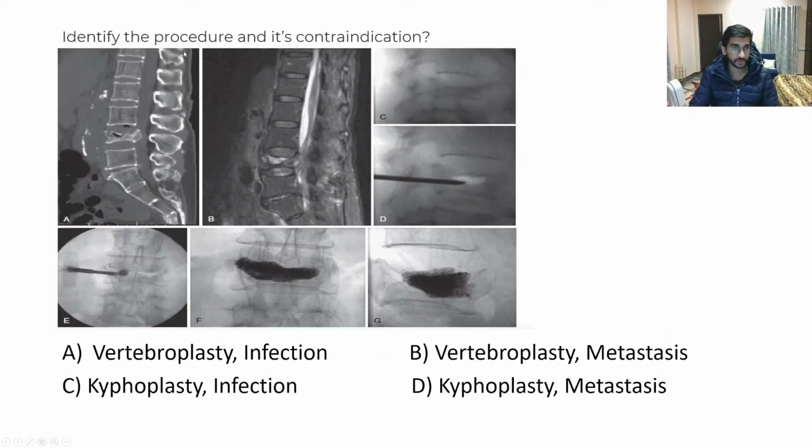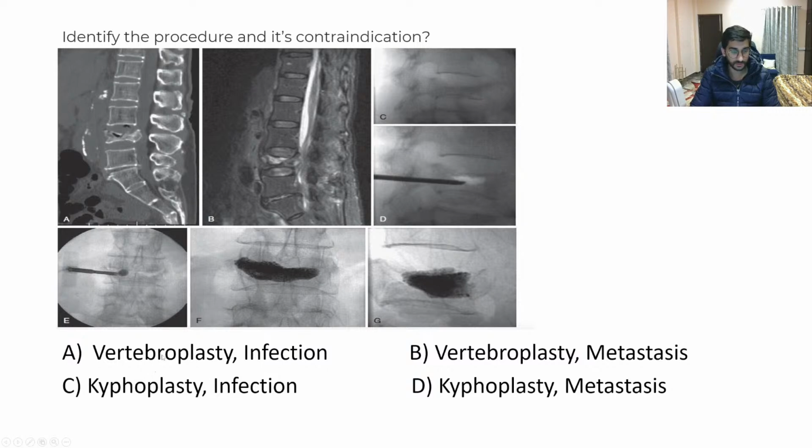The next question was: identify the procedure and its contraindication. Here you see a fractured vertebral body with reduced height and marrow edema. This is the fluoroscopic spot image, which shows a spinal needle going via the pedicle into the vertebral body. Here a balloon is being inflated inside the vertebral body. After inflating the balloon, they have injected the cement, PMMA, into the vertebral body. So basically, this procedure is kyphoplasty.